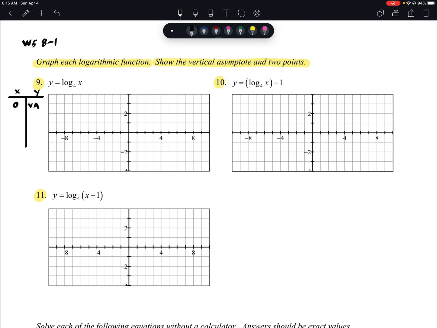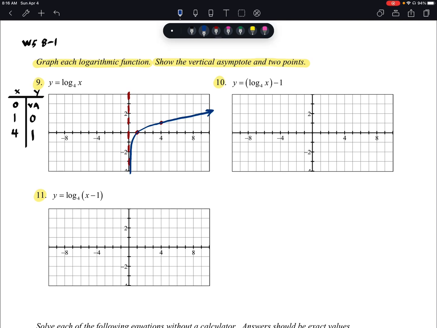We know that it's always going to cross through that point 1, 0. And then we're always going to have a point at whatever the base is for our x value. It will have a y value or an output of 1. So if we take this and we plot those points, we're going to say, all right, at 0 for x, we have that vertical asymptote. We should have a point at 1, 0, and then a point at 4, 1. And then we'll just draw it in. So it runs right along our asymptote, and then it curves up and out this direction.